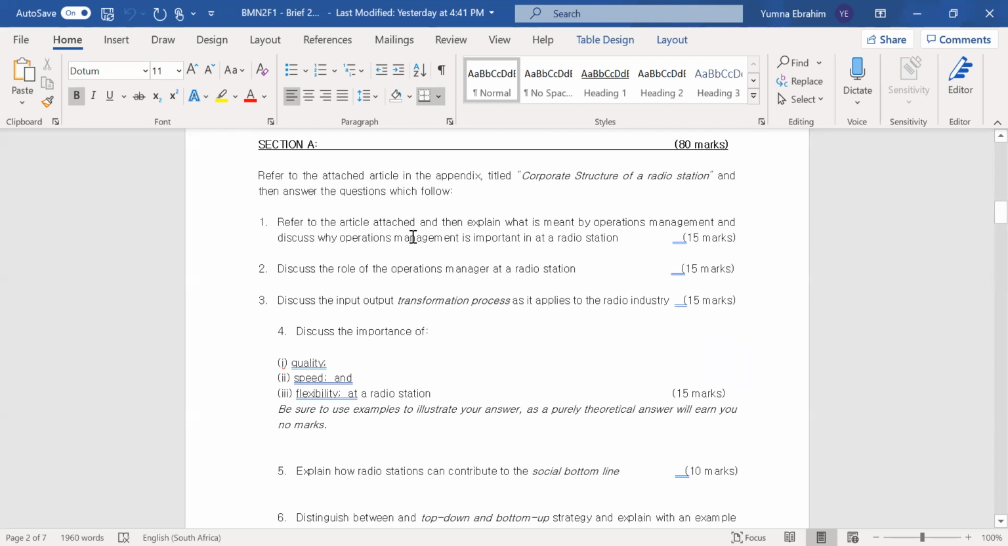And then the second part is very important. Why is it important at a radio station? Once again, in the introductory chapters, there's quite a lot of discussion in the prescribed textbook about why operations management is important. So I'll give an example. One of the reasons is that operations management is important to make sure everything functions as a whole and everything happens as it should.